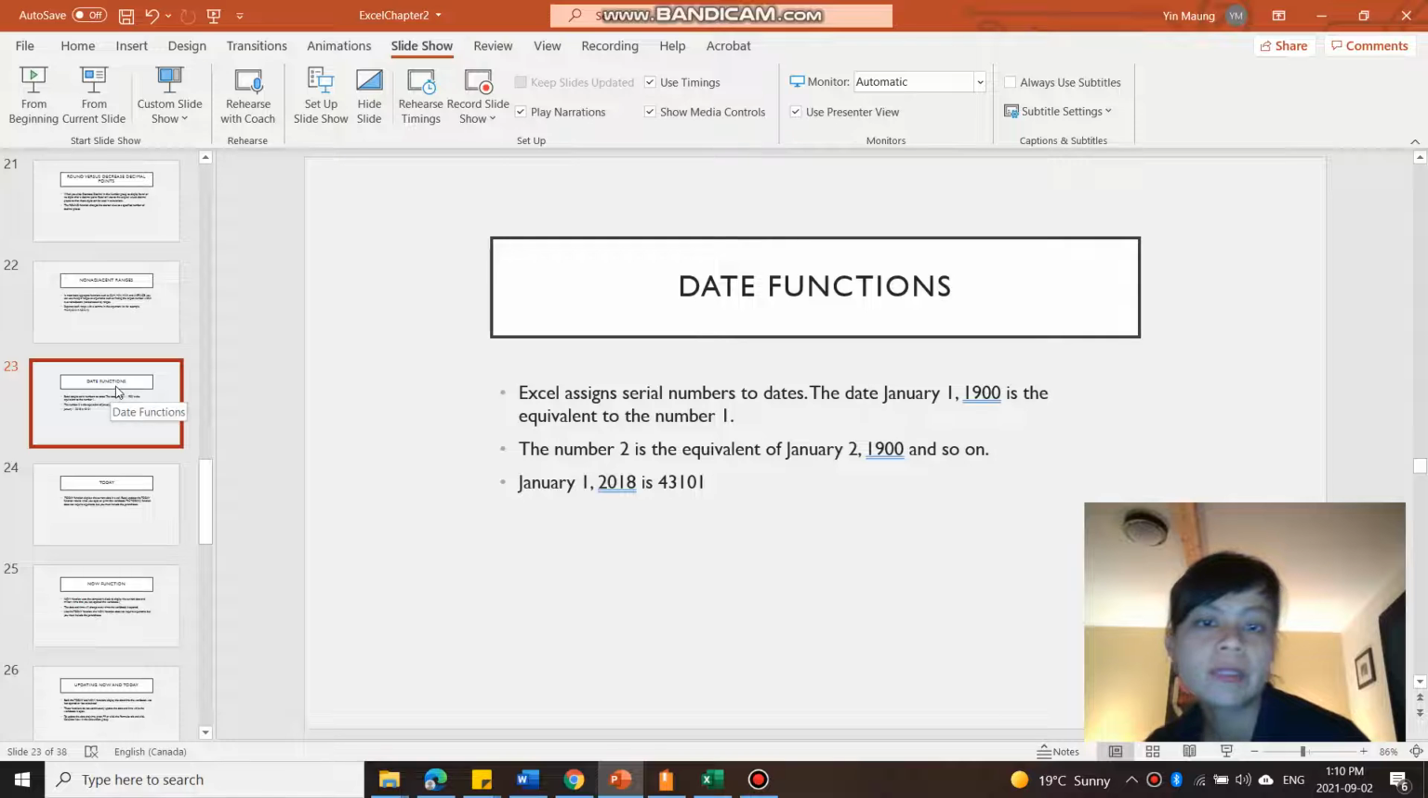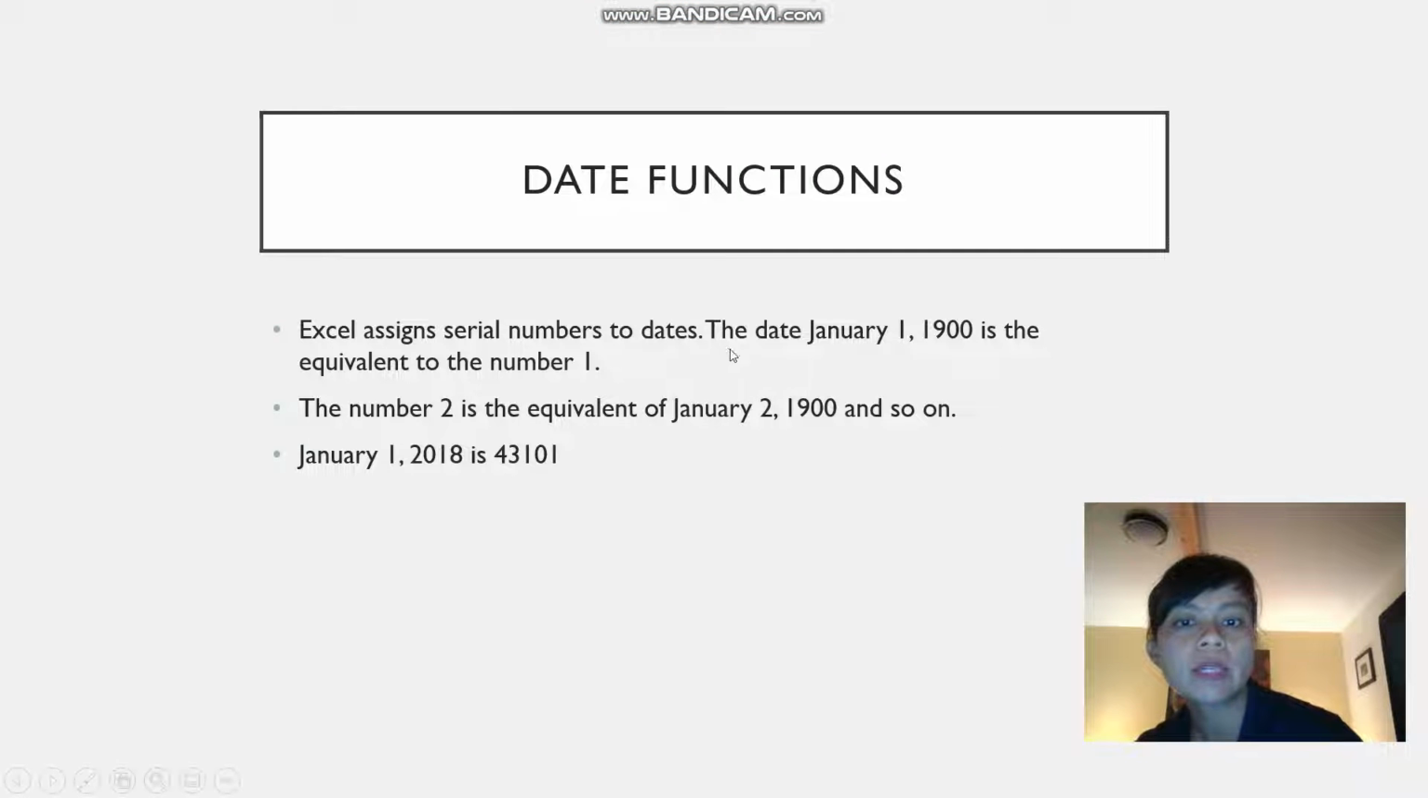Right, let's move on to date functions. So how Excel works is that Excel assigns serial numbers to dates. So the date January 1, 1900 is equivalent to number 1 actually. So they are using that as the number 1. Every day after that is just added on as 1. So number 2 is January 2, 1900.